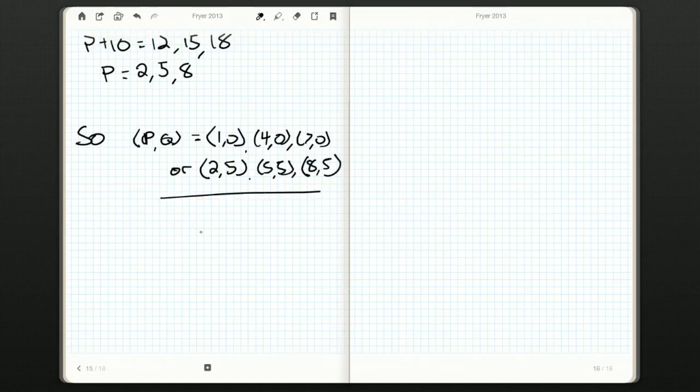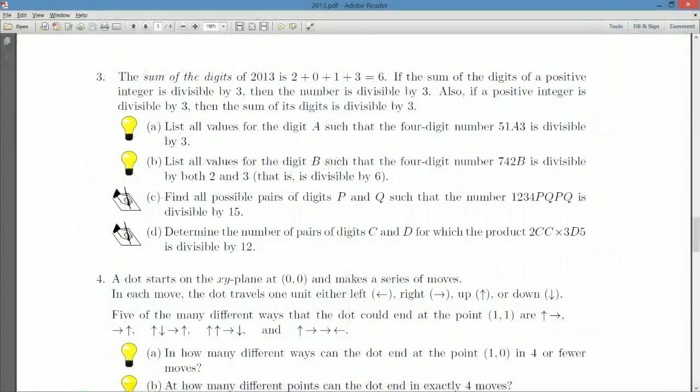And we used our divisibility rules. We stated the divisibility rule for 5 because that wasn't given to us in the question. We got into 2 cases to look at. And then we were able to get ourselves a final answer. So 6 possible values there. So we have all possible pairs of digits. Okay.